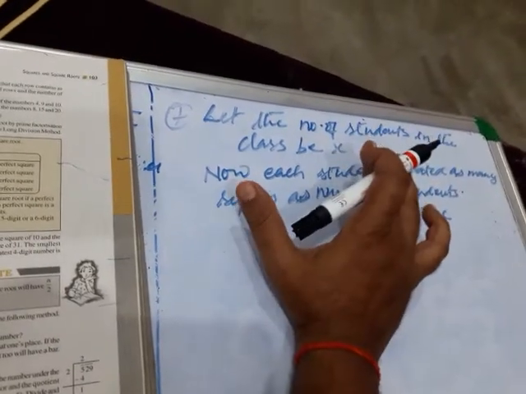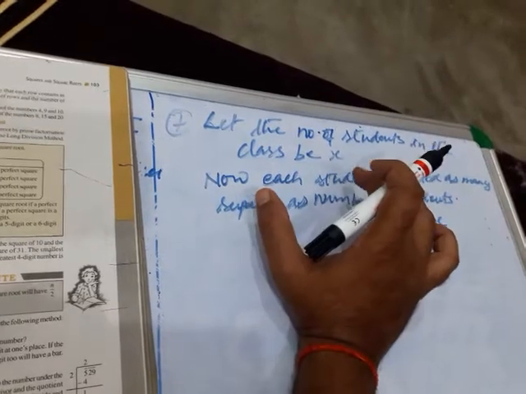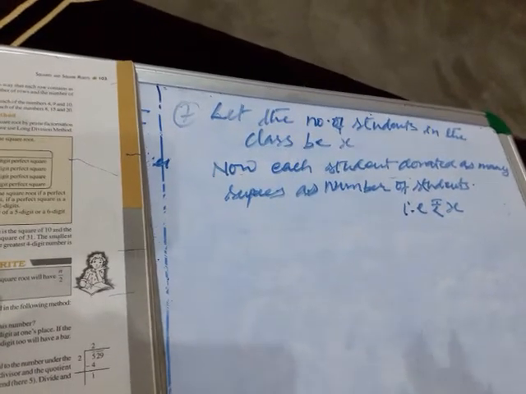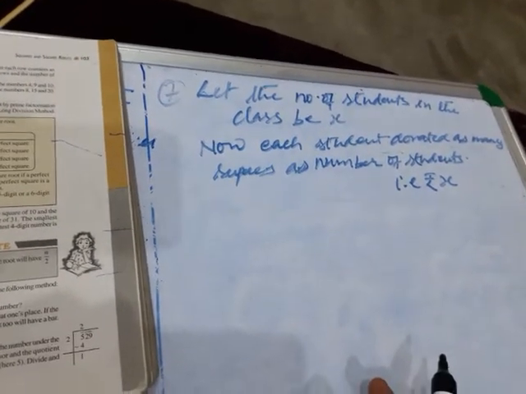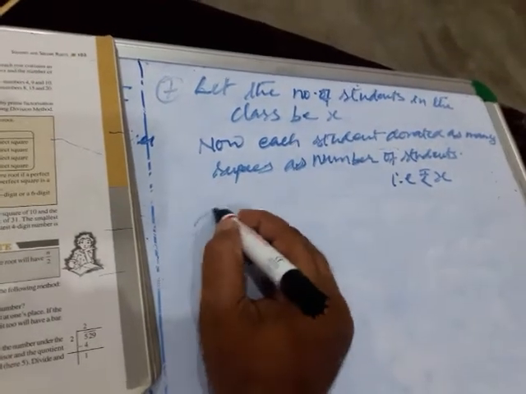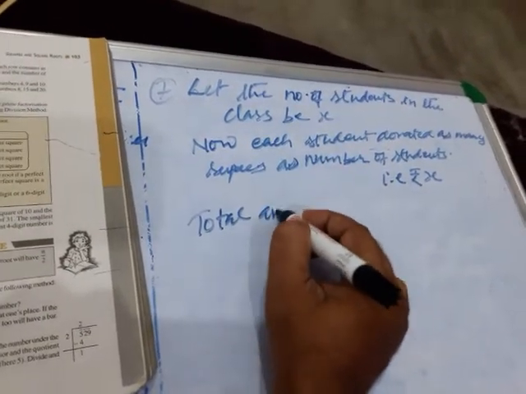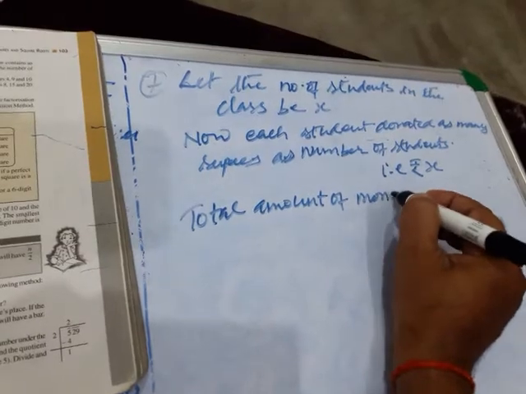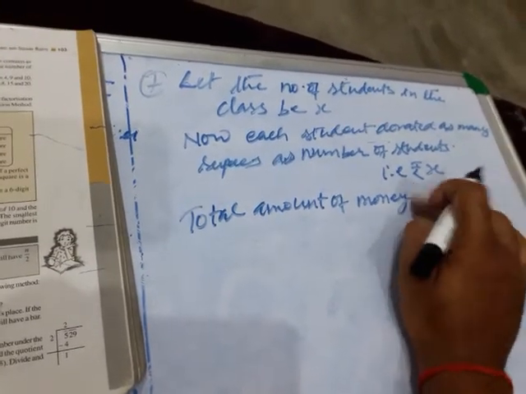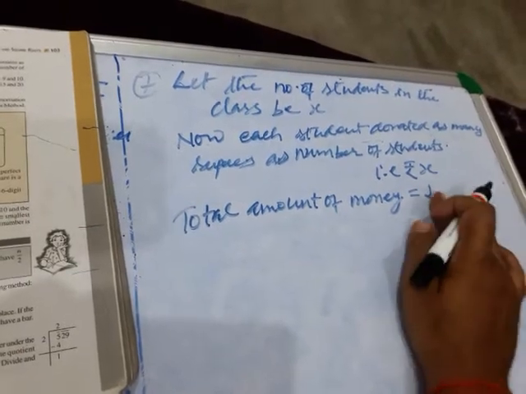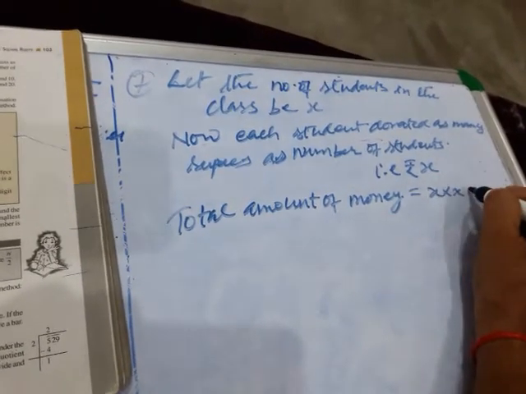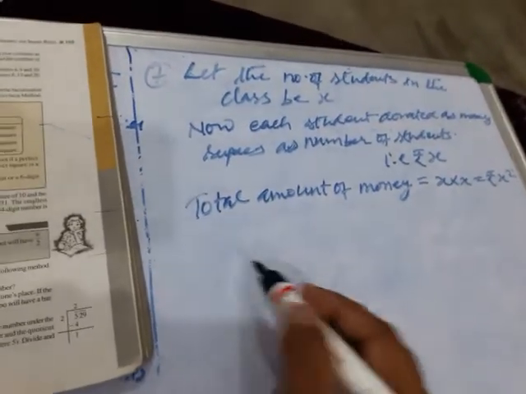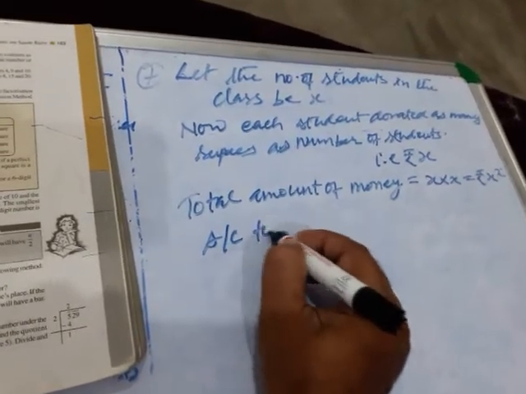Why? See, it is the condition given. What is the condition? That the number of students in the class be X. So each student donated as many rupees as the number of students, that is rupees X according to the question. Okay, so the total amount of money collected equals what? That is rupees X into X, which is rupees X square. Okay children, this is according to the question.